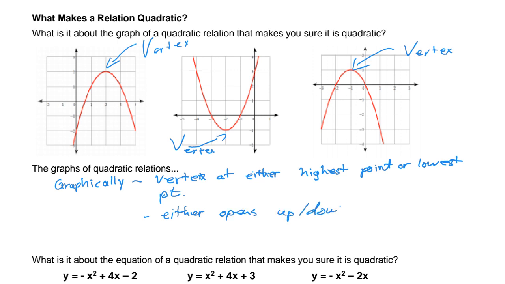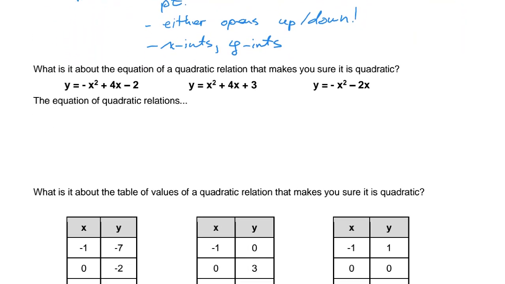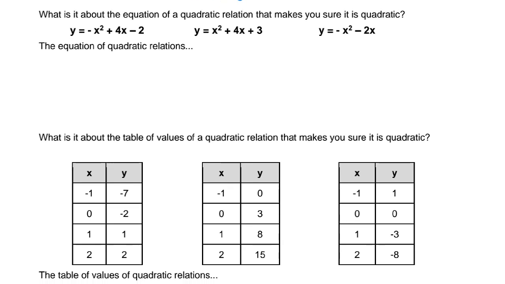Or down. Now, you can always find x-intercepts and you can always find y-intercepts, and we'll take a look at that later. All right, so right now we're focusing on what makes a quadratic a quadratic. So let's talk about these basic equations. These are all quadratic relations. And the thing that makes them all quadratic relations is this.